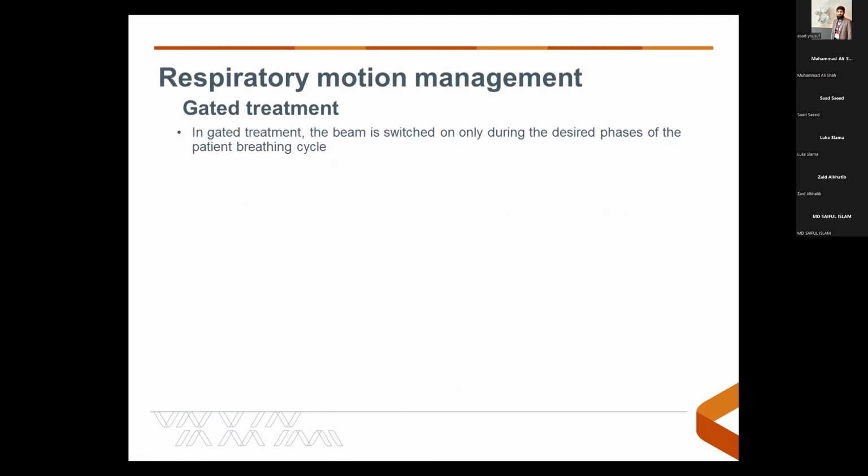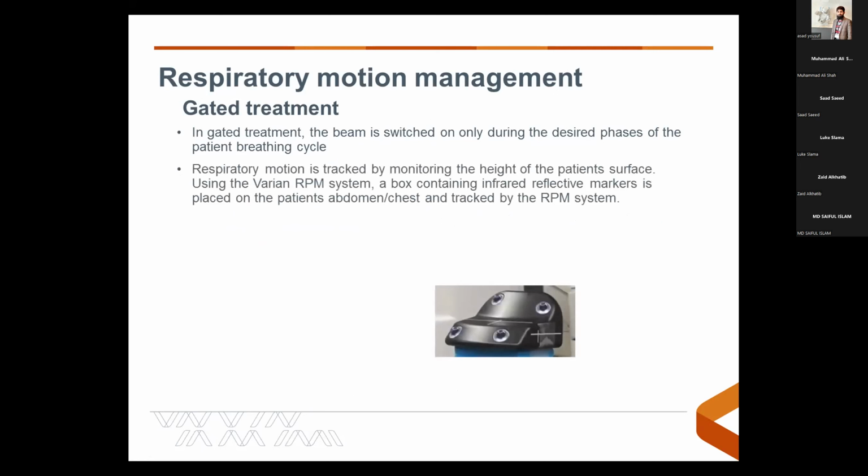Gated treatment. For gated treatment, the beam is switched on only during the desired phase of the patient breathing cycle. And we track that respiratory motion, normally using the height of the patient's surface. So in our department, we use the Varian RPM box, and it contains some infrared tracking markers that are placed on the patient's abdomen or chest and tracked with the RPM system.